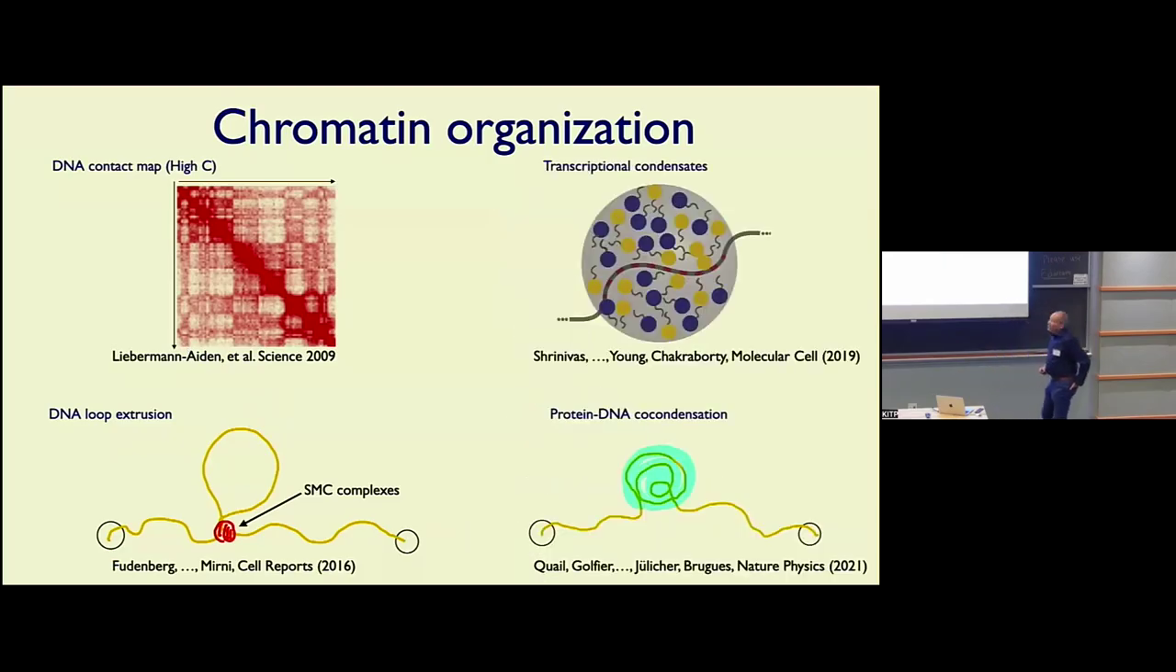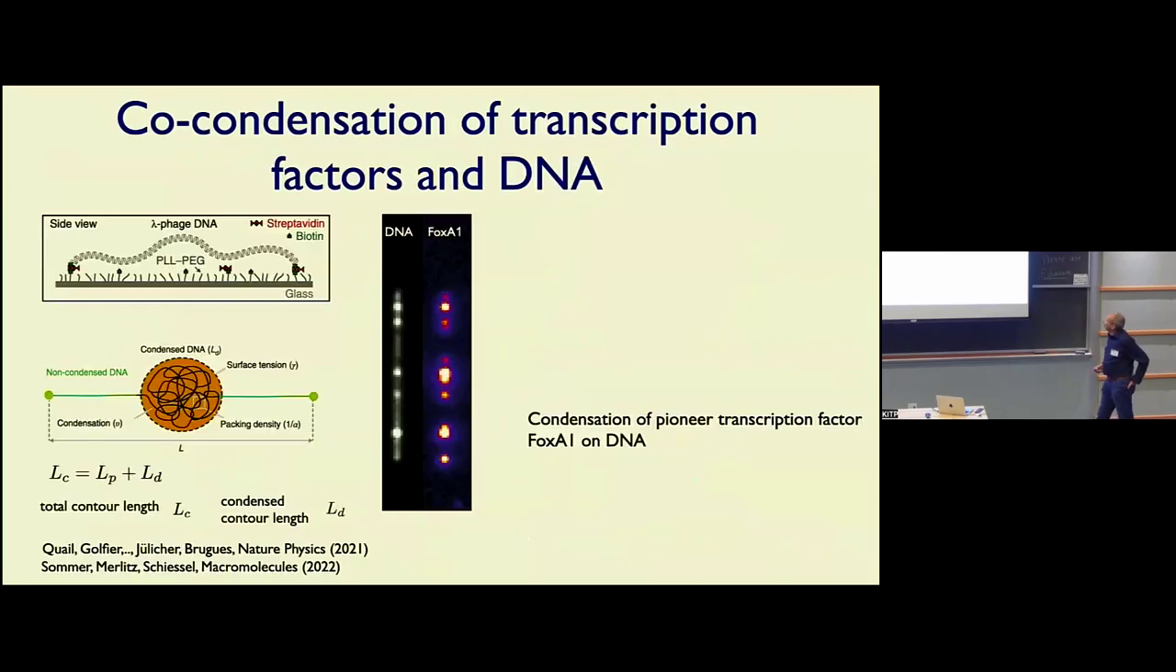Now, another way to organize such a polymer in space is to use condensation. Of course, one motivation is to think in terms of transcriptional condensates, but one can, in many cases, also have situations where just proteins condense together with DNA as a polymer to form protein-DNA condensates. This is something which we've been studying also with John Bruegges in recent years.